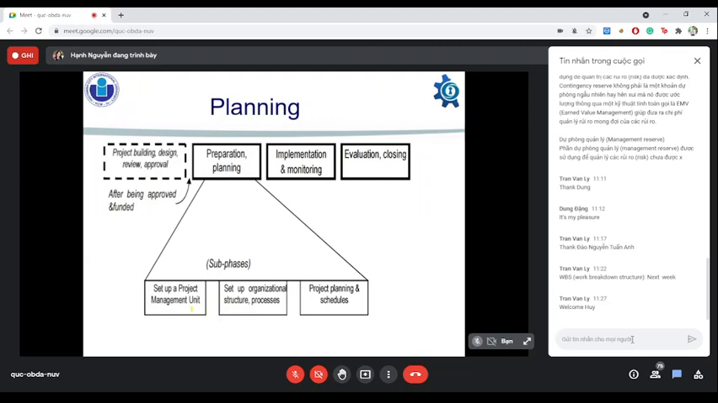In general, the project process should include the following phases: preparation, planning, implementation, monitoring, and finally evaluation and closing. In addition, in preparation and planning, we have some activities like setting up a project management unit, setting up the organizational structure, and finalizing the project planning and schedules. Next slide, please.